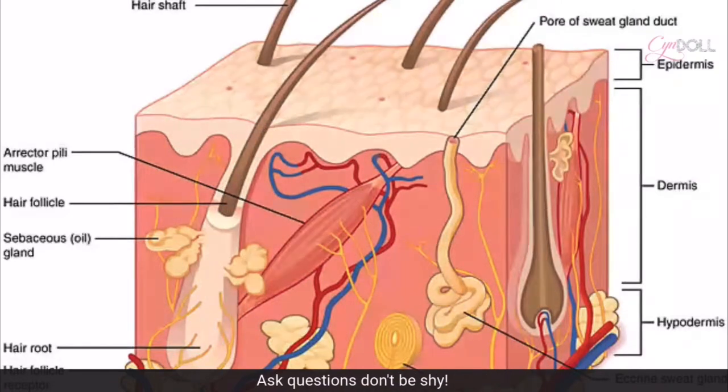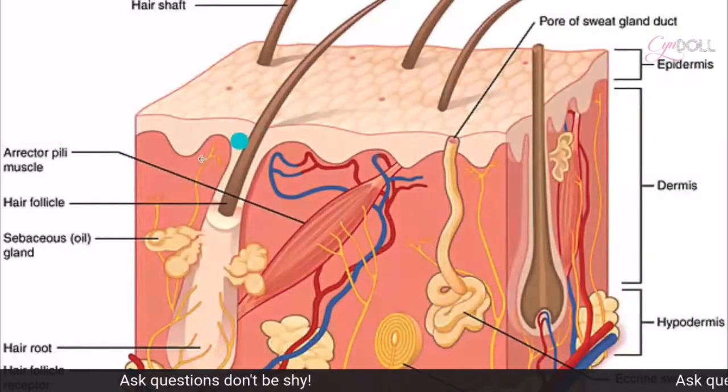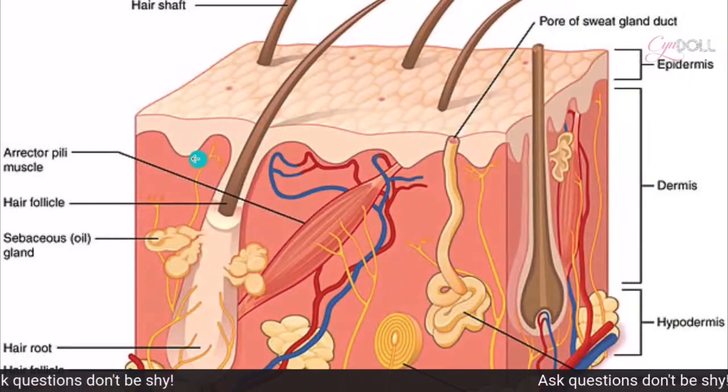seborrheic dermatitis happens at this point right here. You're constantly greasing the scalp.